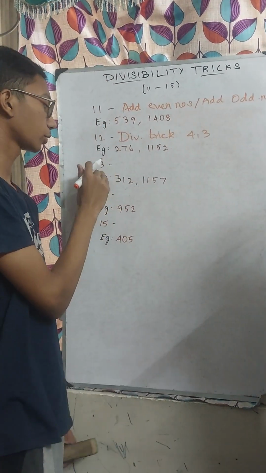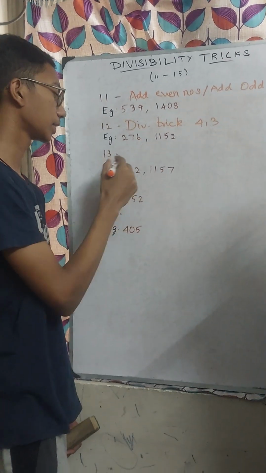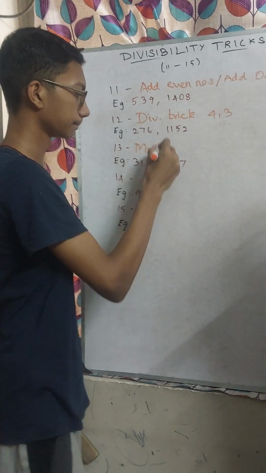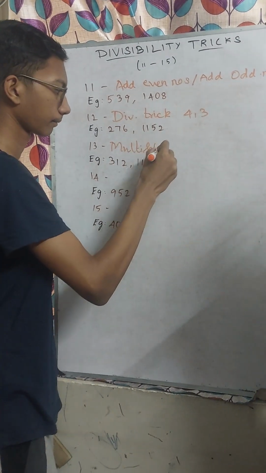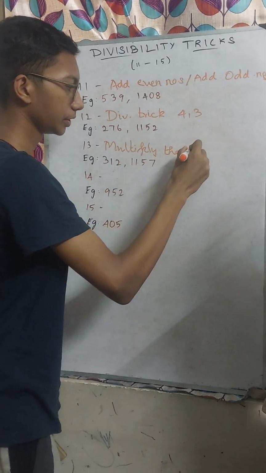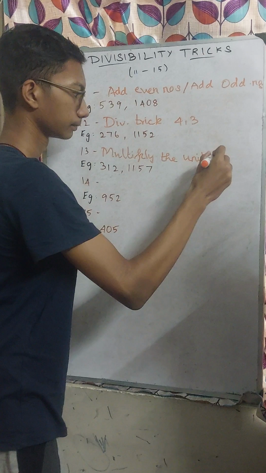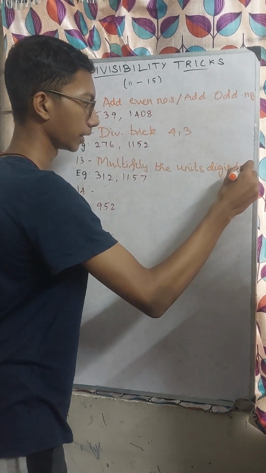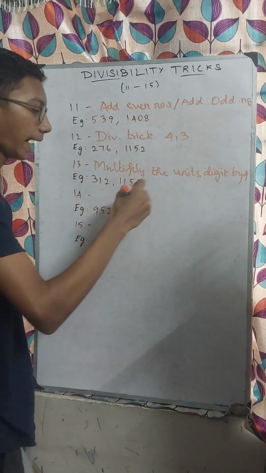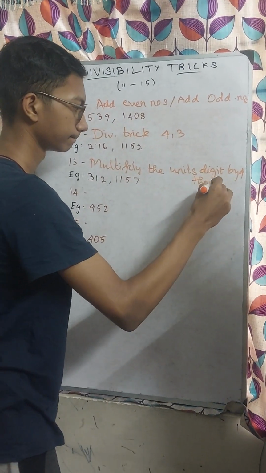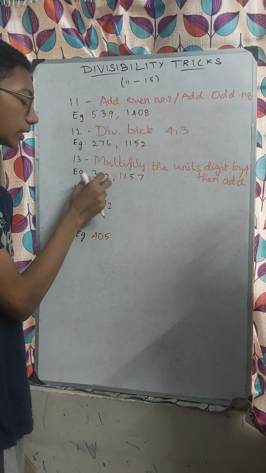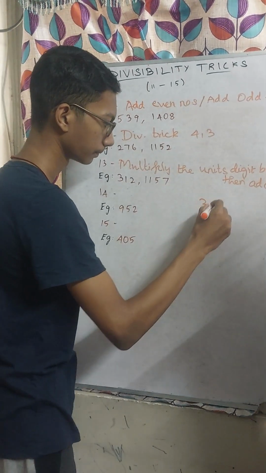So now let's get to a harder number to check. That is the number 13. The trick for 13 is to multiply the units digit by 4, then add. So we will make sure with an example, 312.